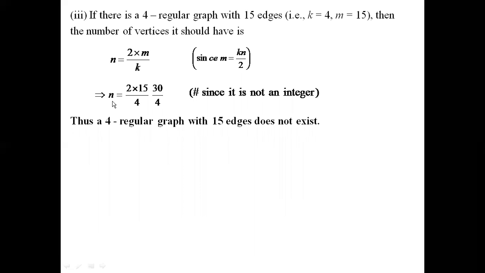n is nothing but the number of vertices in the graph. Again, it should not be a non-integer. The total number of vertices in the graph should be a positive integer. Since we obtained 30 by 4, a non-integer value, we conclude that a 4 regular graph with 15 edges does not exist.